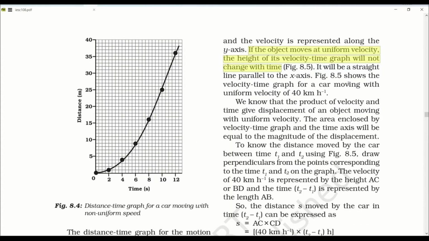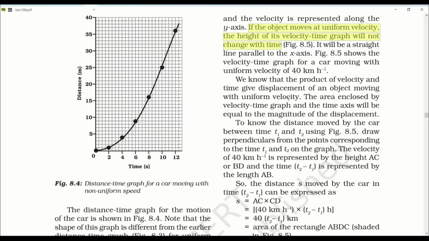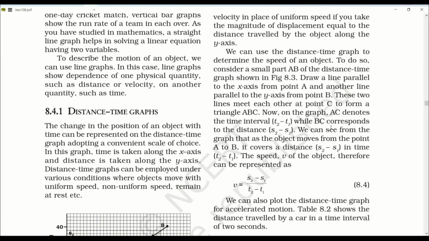Figure 8.5 shows the velocity time graph for a car moving with uniform velocity of 40 km per hour. We know that the product of velocity and time gives displacement of an object moving with uniform velocity. The area enclosed by the velocity time graph and time axis will be equal to the magnitude of the displacement. To know the distance moved by the car, here what did you find?